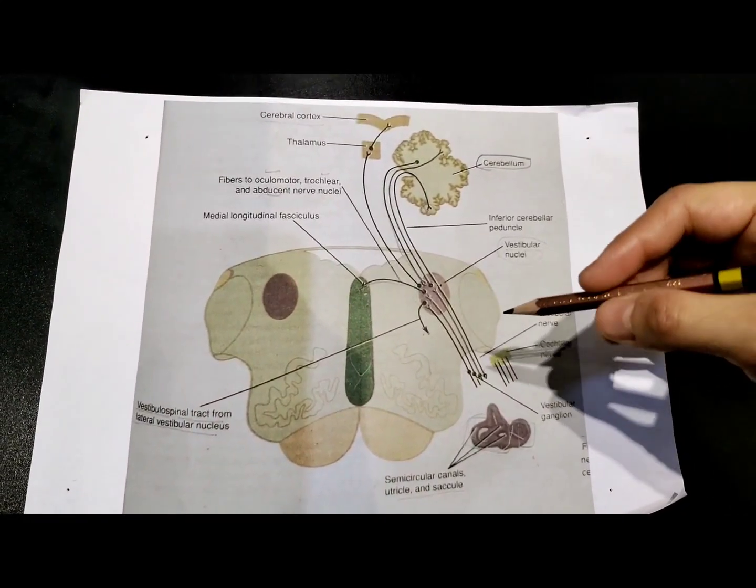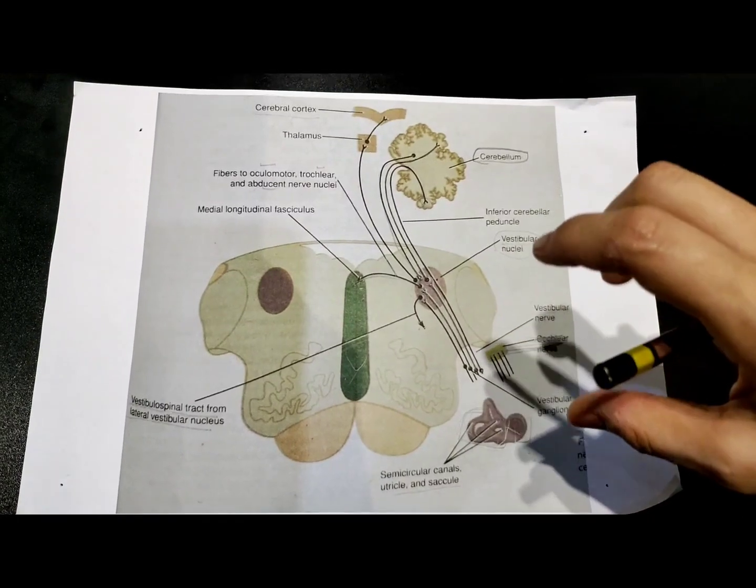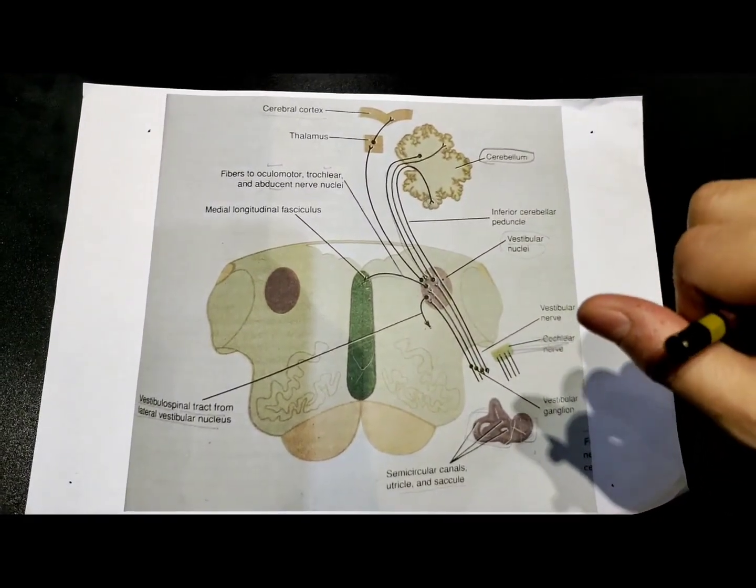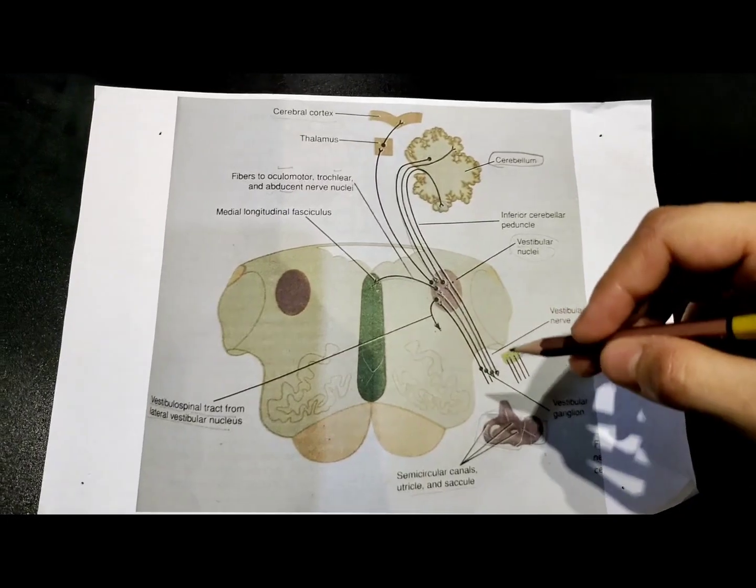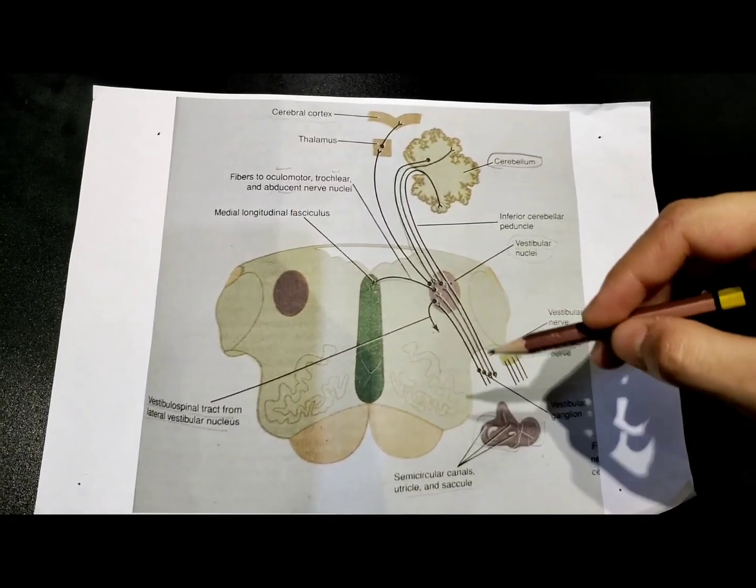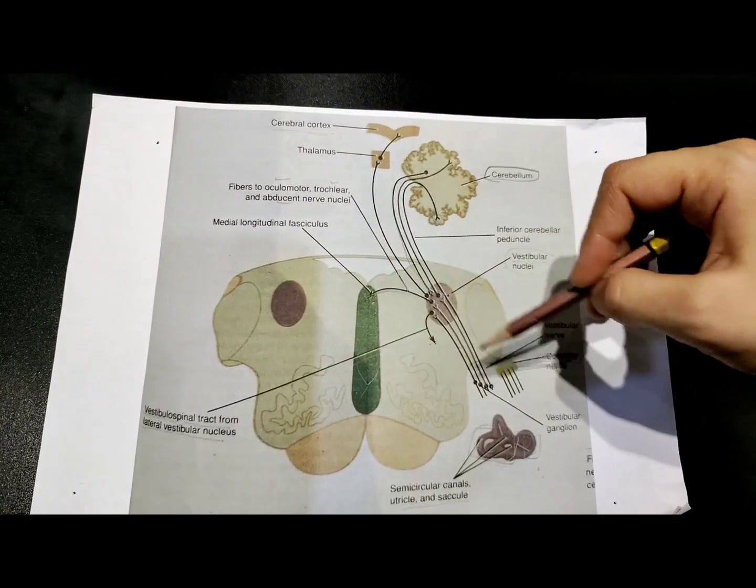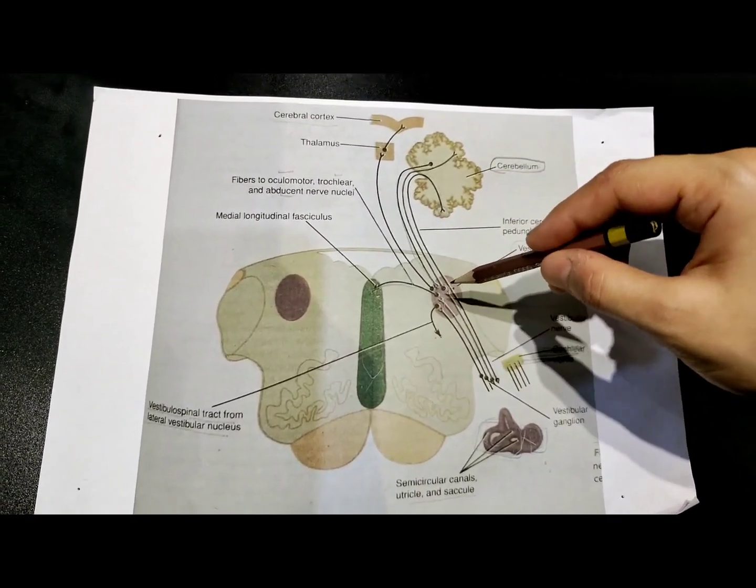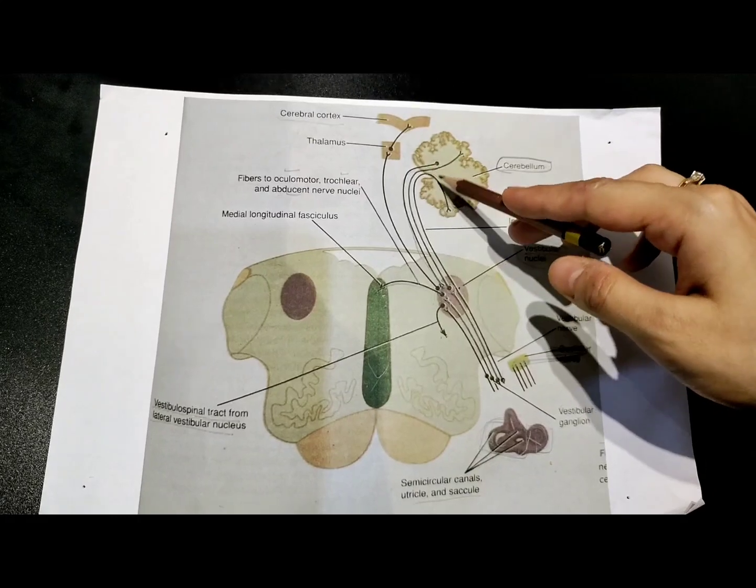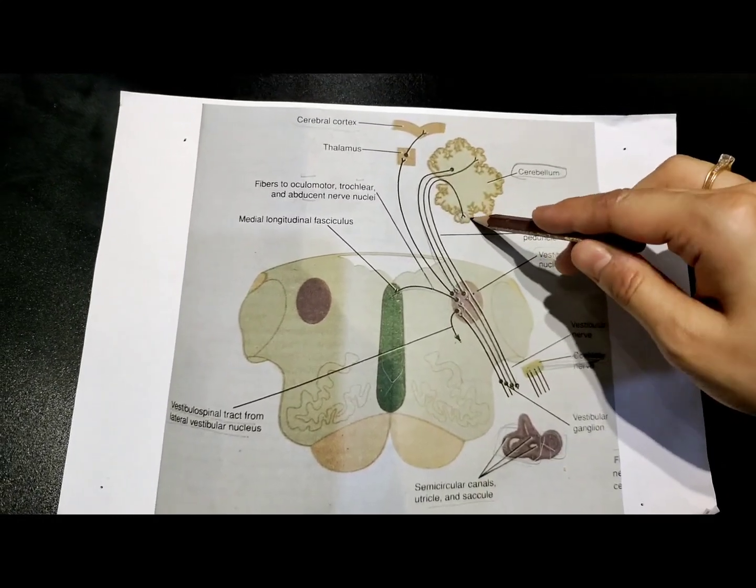So from the vestibular nerve, some of the afferent fibers go directly, bypassing the vestibular nuclei. They only pass through. They do not synapse, they do not relay over here, they directly go to the cerebellum via the inferior cerebellar peduncle.